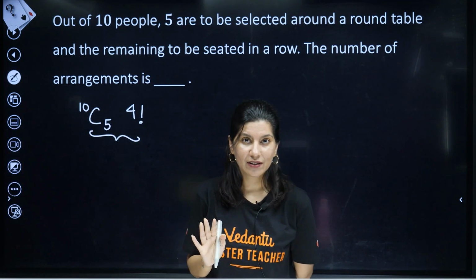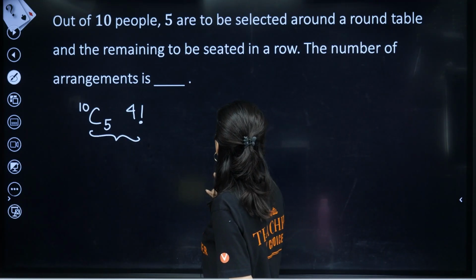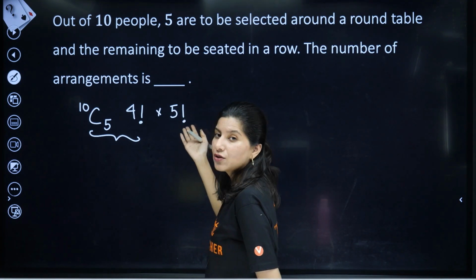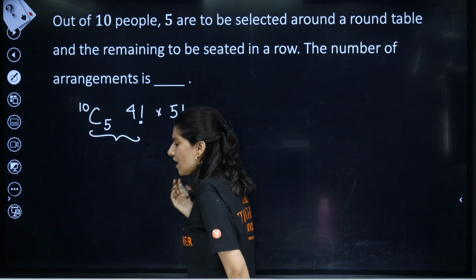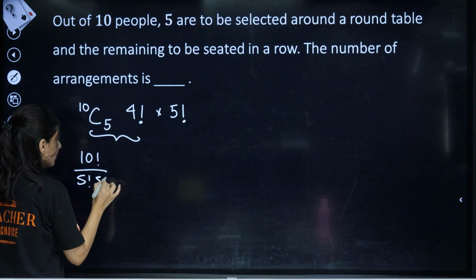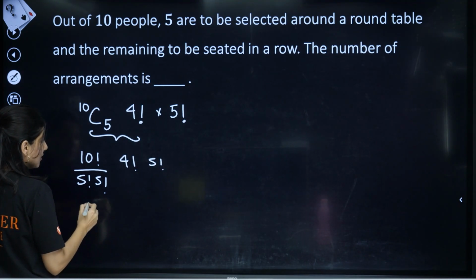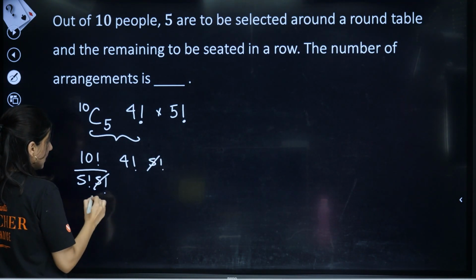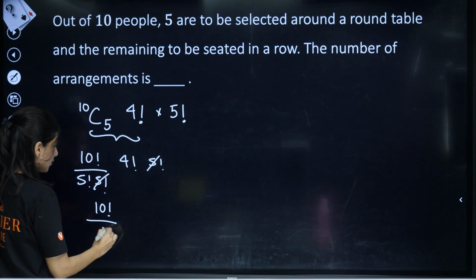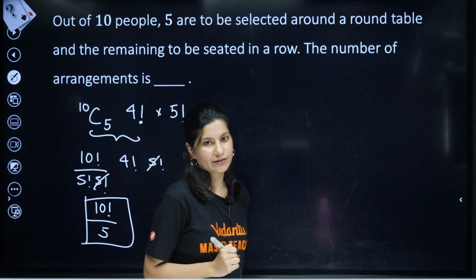Now the remaining 5 students are automatically left out, and they are to be seated in a row. So into 5 factorial, because in a row you just have to multiply by 5 factorial. Now you just open it, solve it, and you are done. So this is 10 factorial over 5 factorial times 5 factorial, then times 4 factorial times 5 factorial. The 5s cancel, and this is 10 factorial over 4 and 5, so 10 factorial by 5. This is the answer. Yes, 10 factorial by 5.